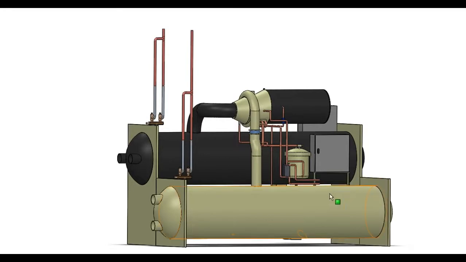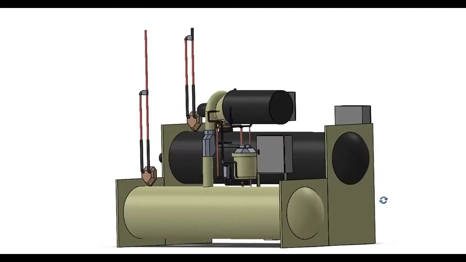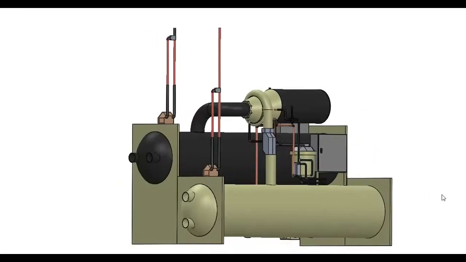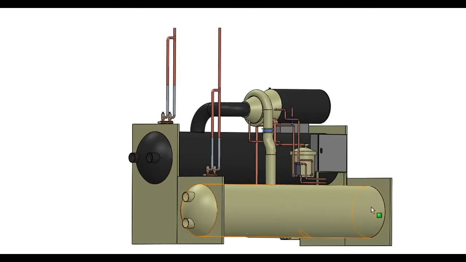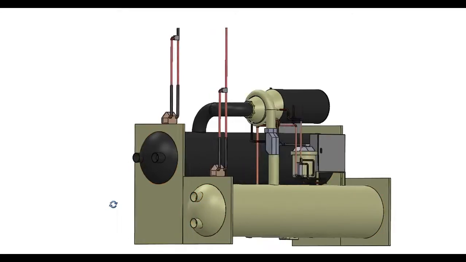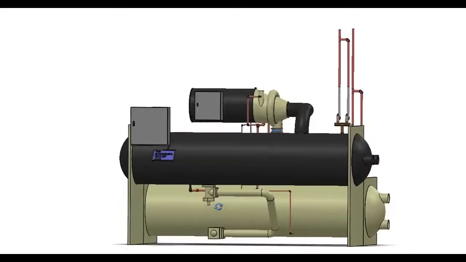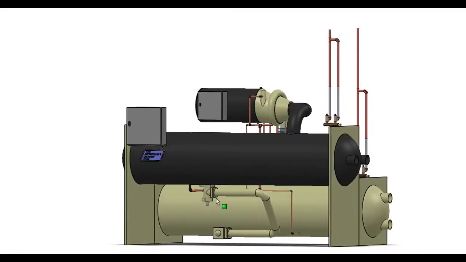Now down here we've got the condenser. That's this large tube or cylinder here with the inlet and outlet. That's where the water comes in and leaves again. And if we turn the chiller around a bit, then we'll see here we've got the expansion valve.